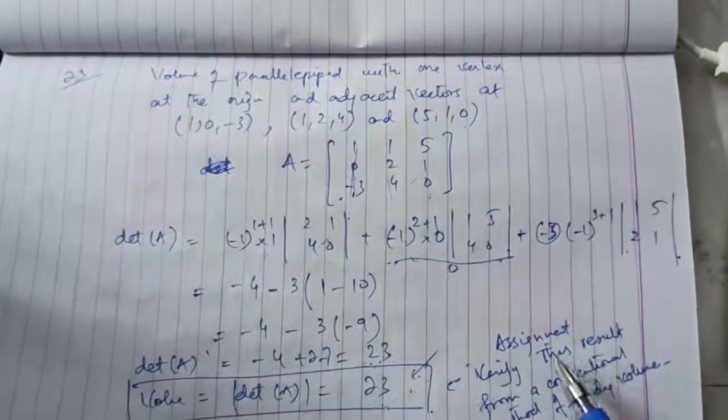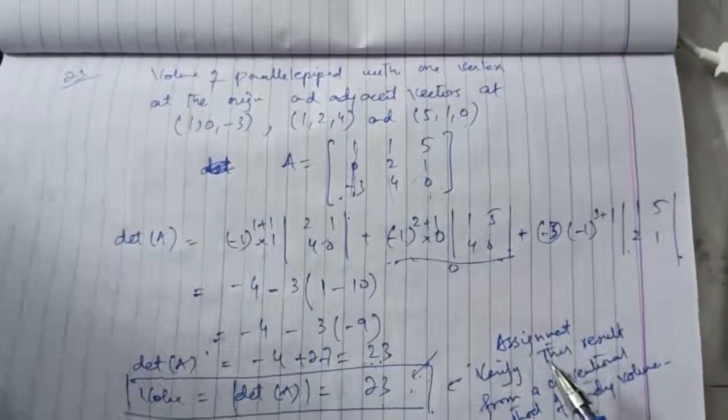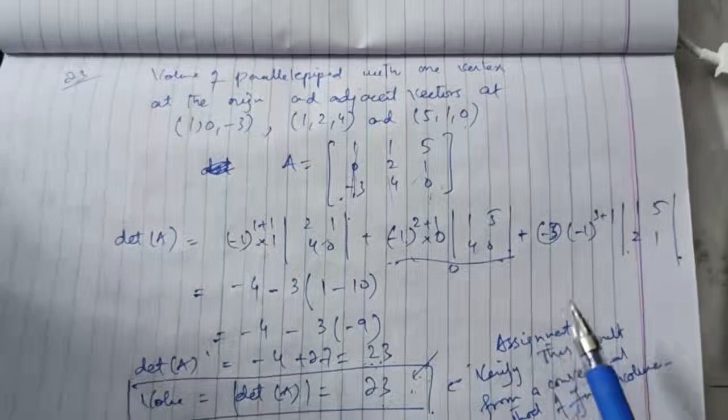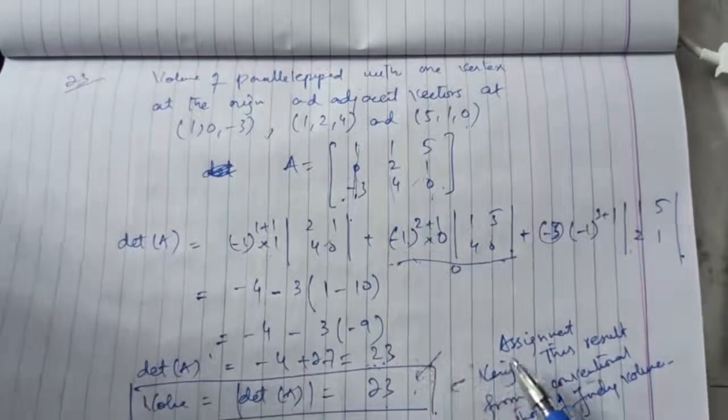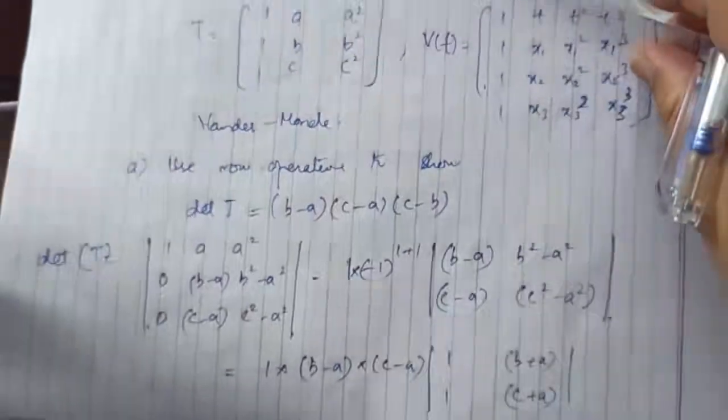So this is an assignment that you should carry out yourself and verify that the volume of this parallelepiped that you calculated from the determinant is the same as the one you calculated from the conventional method, right?